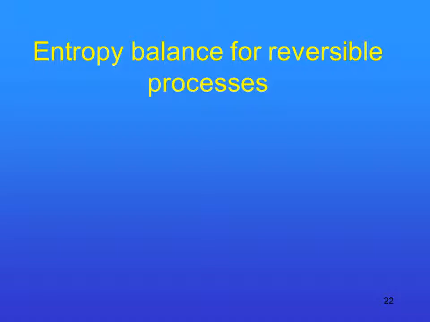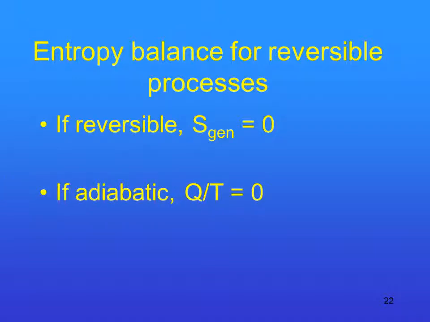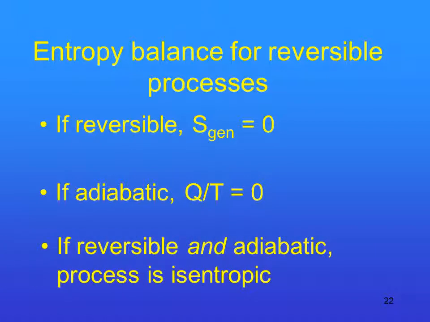We did entropy balances for reversible processes. In this case, S generated is 0. And if it's adiabatic, Q over T is 0. And that allows us to come up with the result that it is isentropic when it's both reversible and adiabatic.